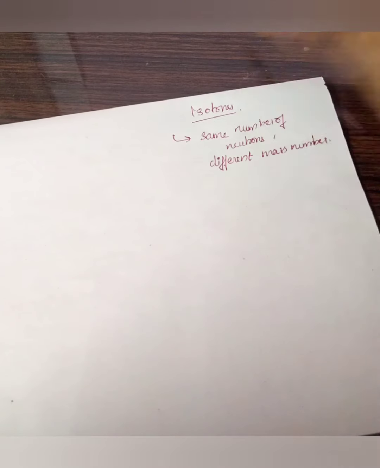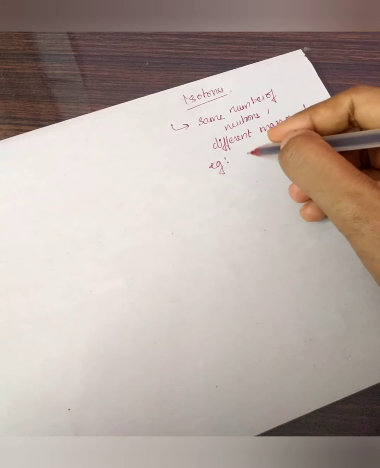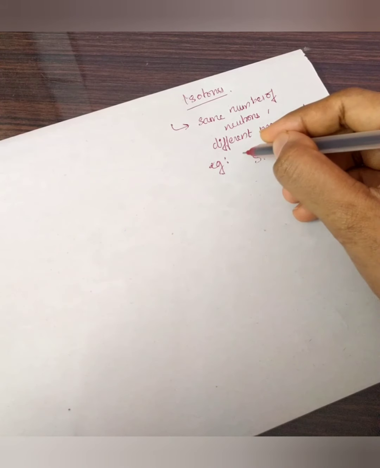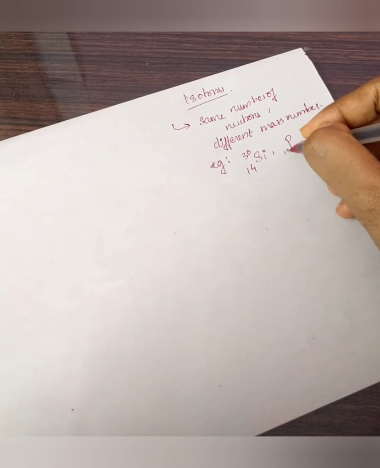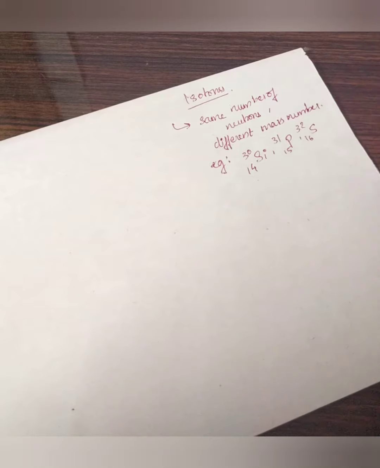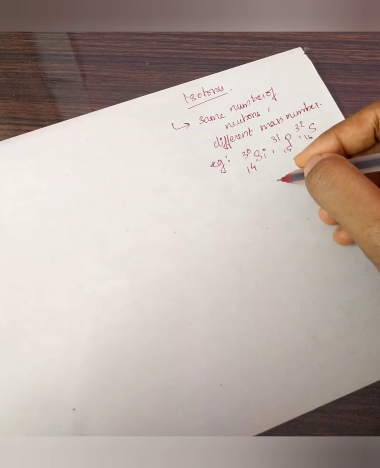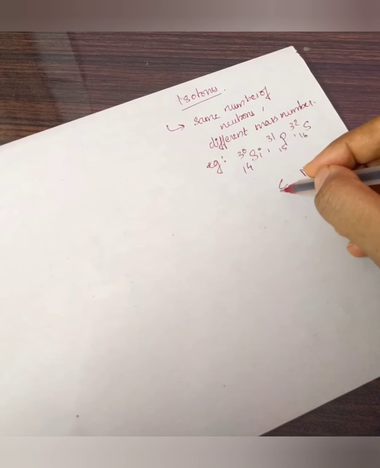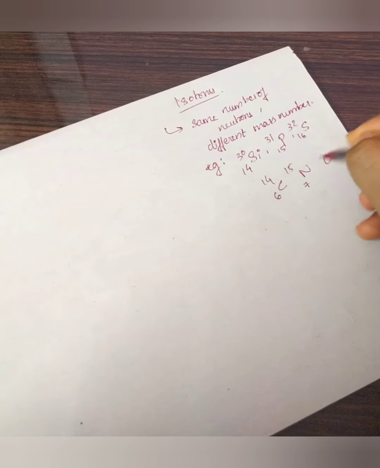Then, coming to the examples of isotones, as an example we can say silicon with atomic number 14 and mass number 30, then phosphorus 15 31, then sulfur 16 32. These are isotones. Likewise, another category of isotones we can say is carbon, nitrogen and oxygen, CNO. So carbon 6 14, nitrogen 7 15, oxygen 8 16. These are another set of isotones.